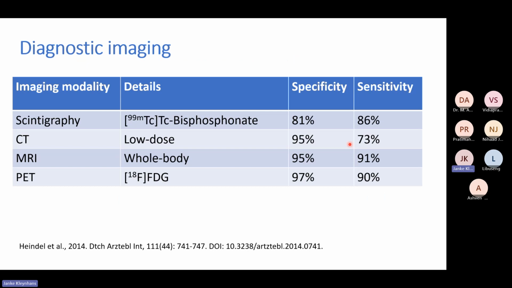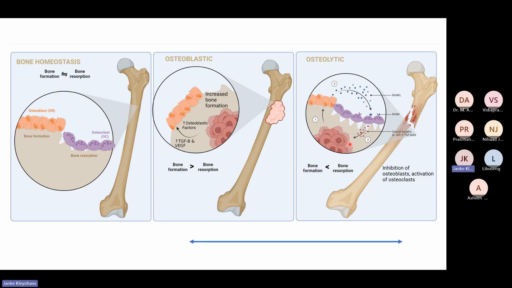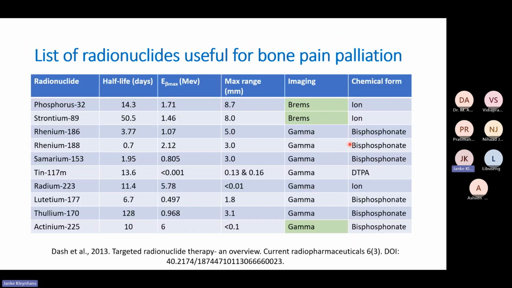So tying back into the osteoblastic and lytic and the type of cancers that you can use which radiopharmaceuticals for, we have to focus on prostate cancer and then mixed cancer like breast cancer, some lung cancers, and carcinoid cancer. So you need to do a diagnostic scan before you do therapy that would indicate that you clearly have osteoblastic lesions that you can treat. And then you can use some of these radionuclides that are useful for bone pain palliation.